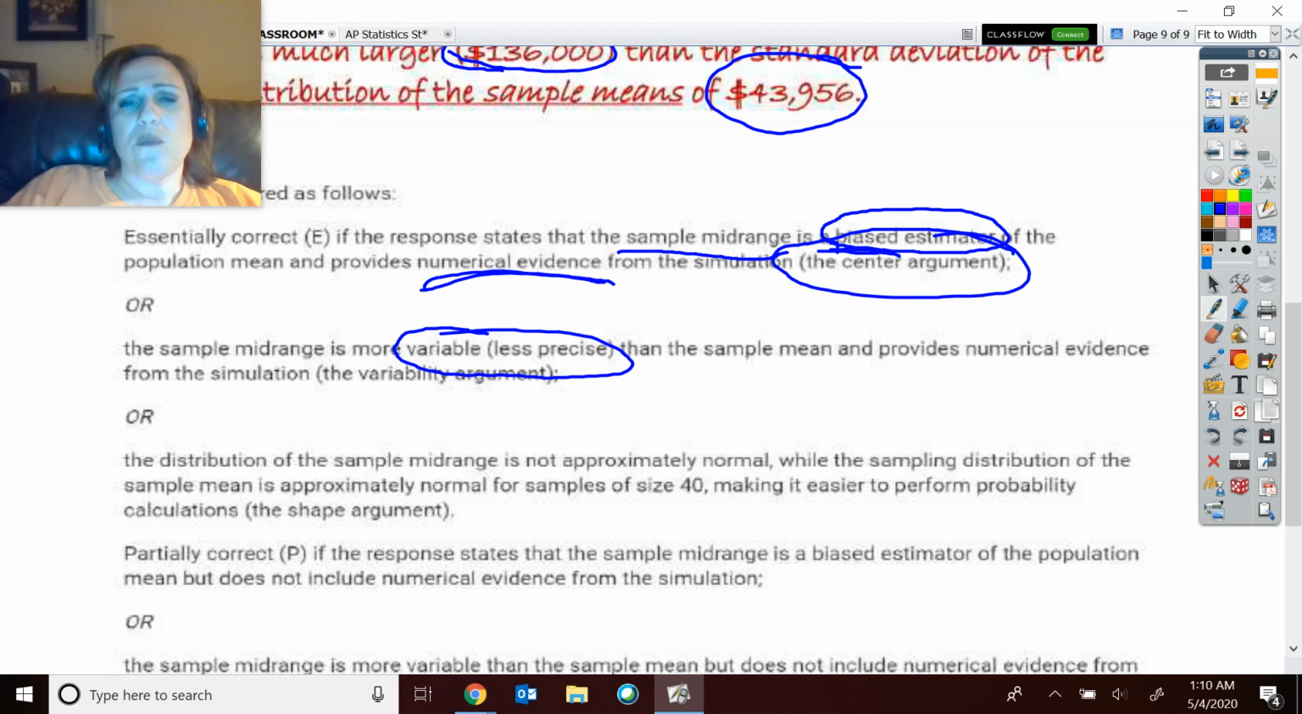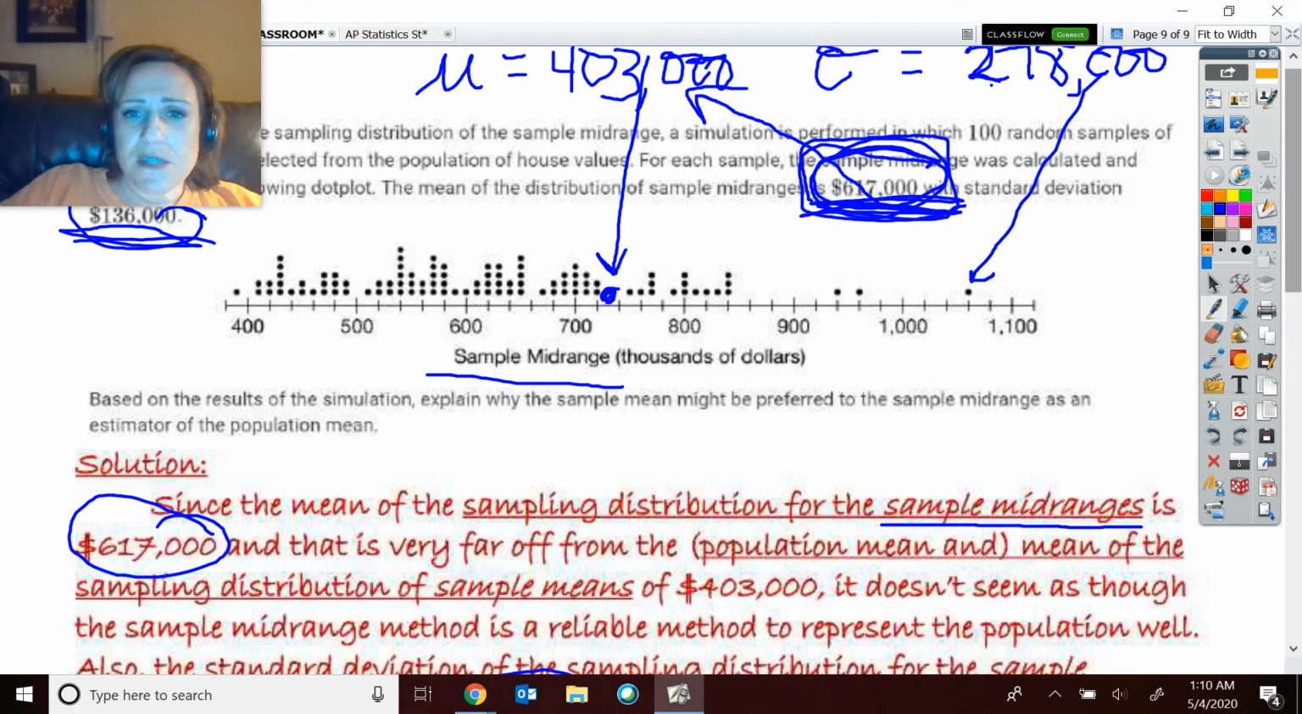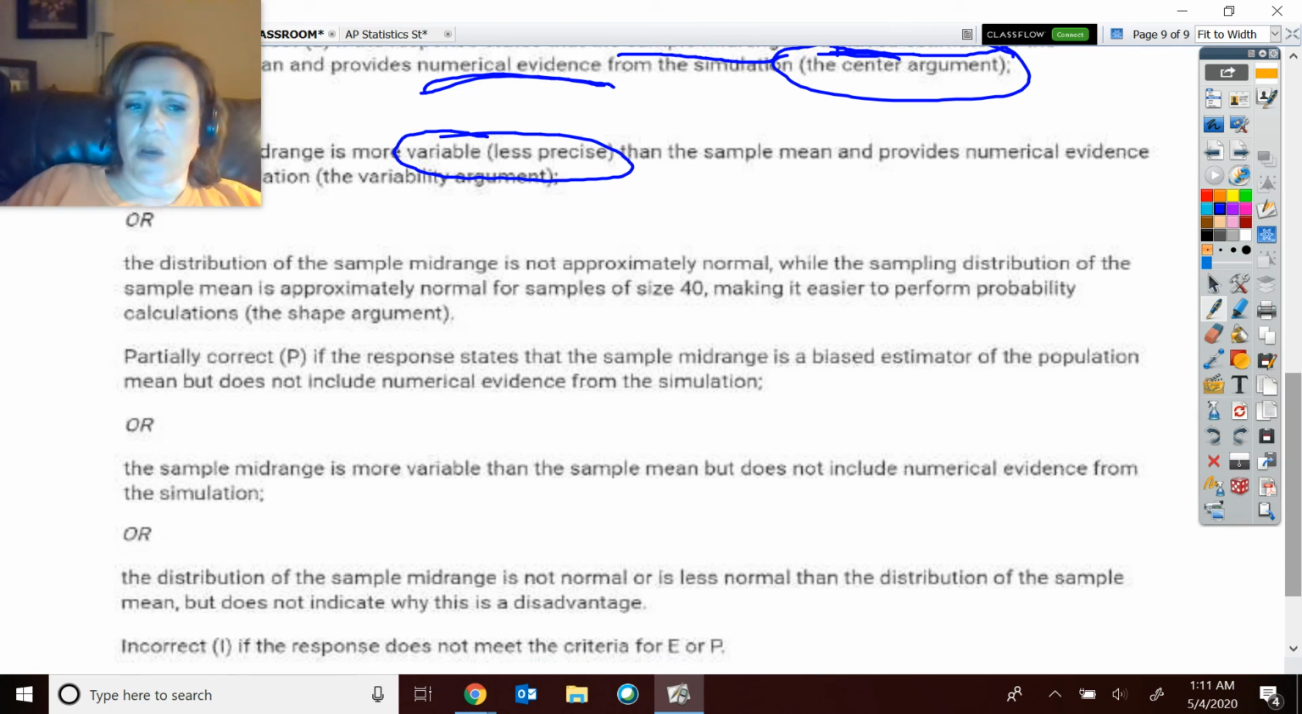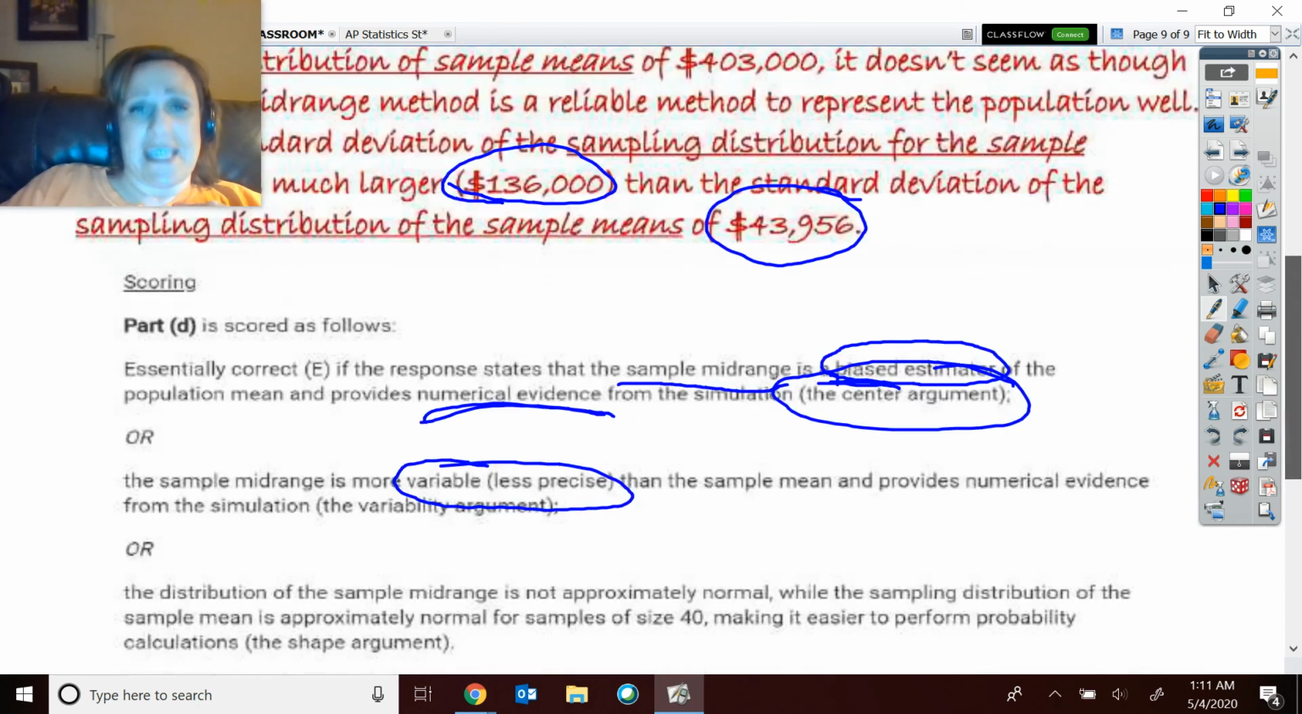And think about it. What size samples are these? These are made from samples of size 2. Each one of these actually came from 2 houses, right? So isn't that, from 2 houses, not going to fix the skew of the population? So you could say the shape is not approximately normal, and so on. So there's quite a few different ways that you could meet the criteria to get an E for that.